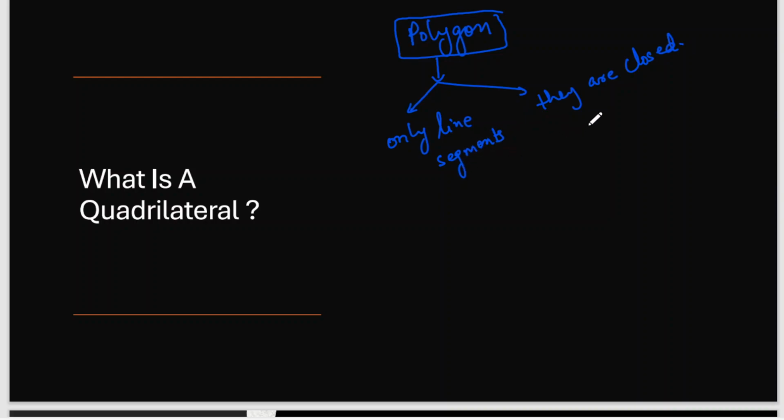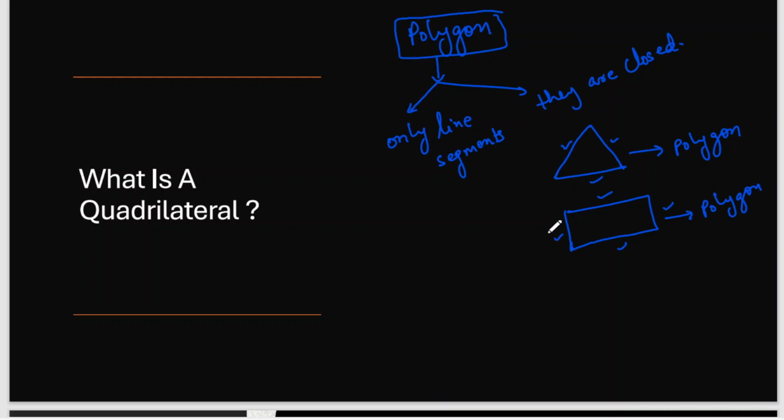Let us take an example, a triangle. You can see a triangle is made up of three line segments, one, two, and three, and it is closed. So we can say a triangle is a polygon. Now, if I draw a four-sided polygon, you can see it is made up of four line segments, and it is closed. So it is also a polygon.